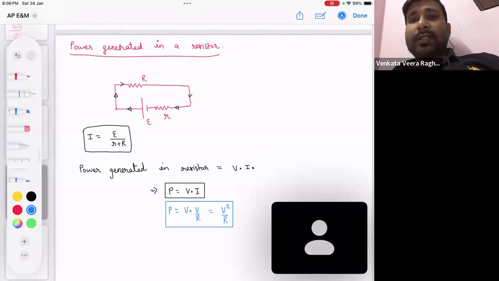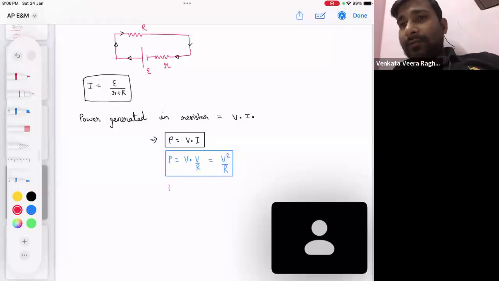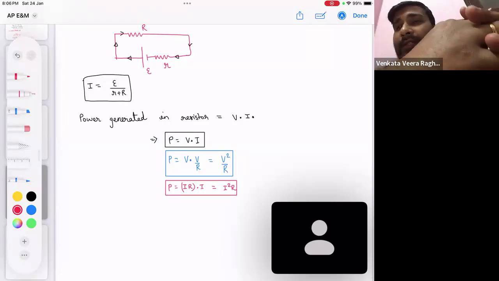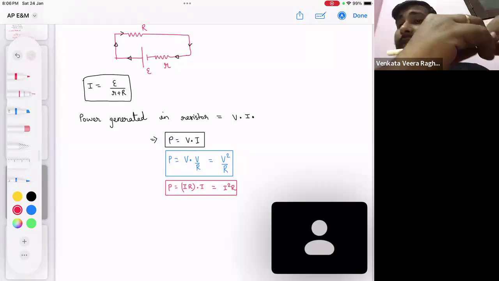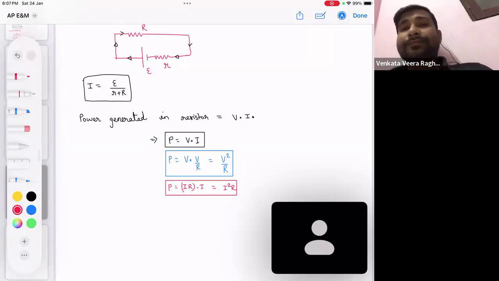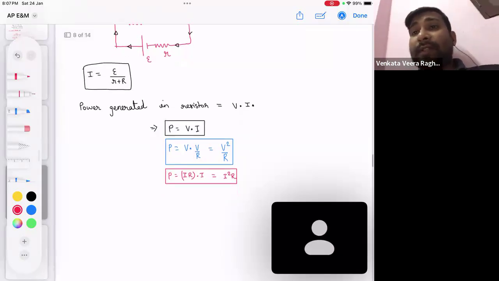And the third one: power is VI, and V can be written as I into R, so with the other I, we get I square into R. Depending on what is given in the question, if I know the voltage across the resistor and the current, we use V into I. If I know only the voltage and the resistance, we use V square by R. If I know the current and the resistance, we use I square into R. So this is the power generated in the resistor.